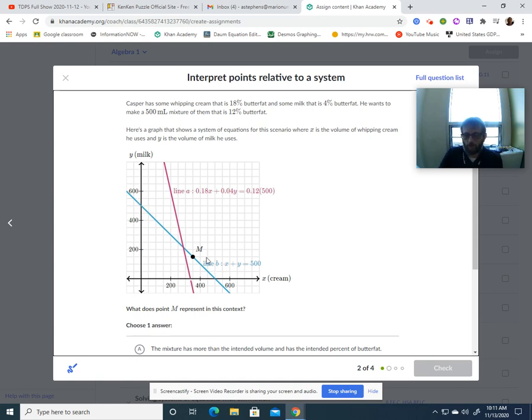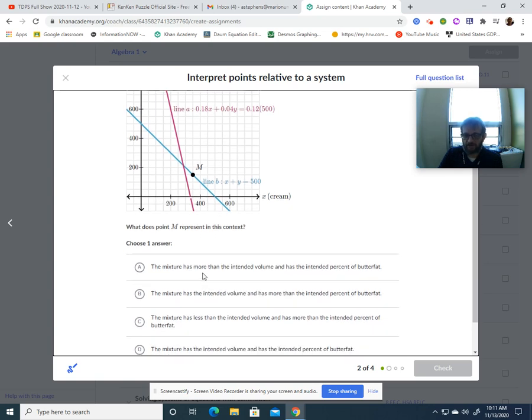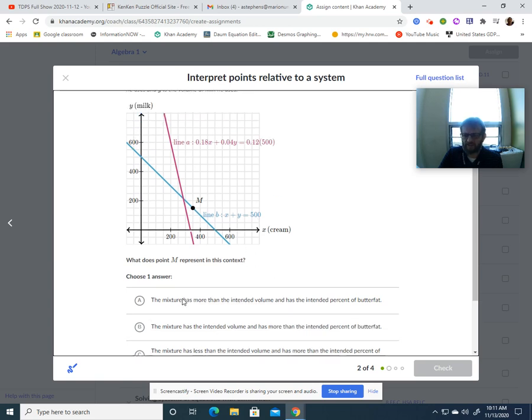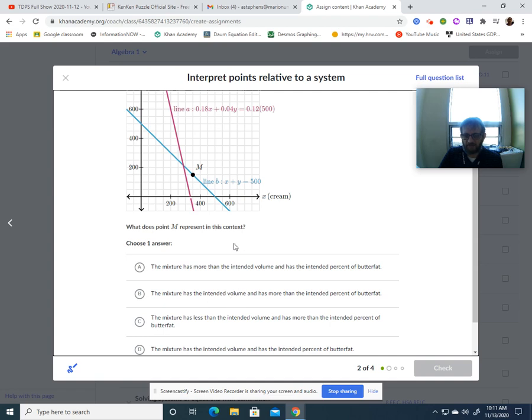Okay, we want to know what M is. Well, M has the correct amount. It's 500 liters, but it isn't the correct butterfat. It's to the right, so it's more butterfat than we need. The mixture has more than the intended volume? No, it's spot on the volume. It has 500 liters. The mixture has the intended volume, yes, and has more than the intended butterfat. That's the one we're looking for.